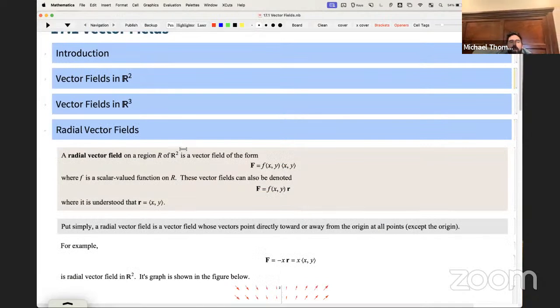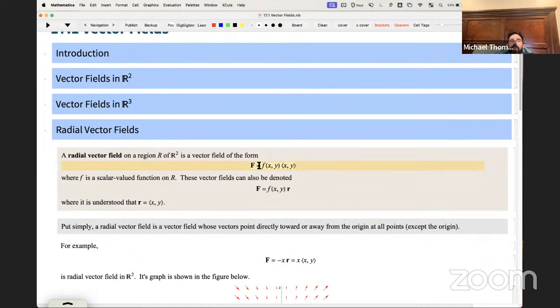So radial vector field, these are vector fields that, I mean, we saw one already where everything pointed outward, but a radial vector field is a little more general than that. It's a vector field where all the vectors either point directly toward or away from the origin at all points, except for the origin. So mathematically speaking, a radial vector field looks like this, right?